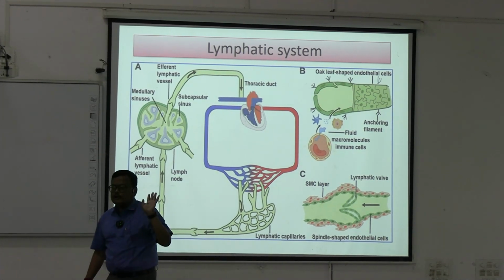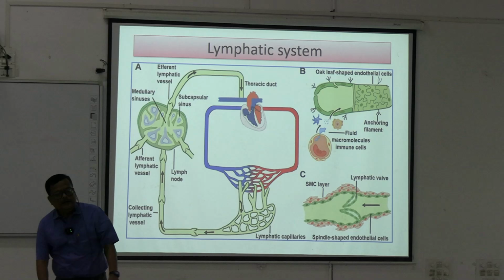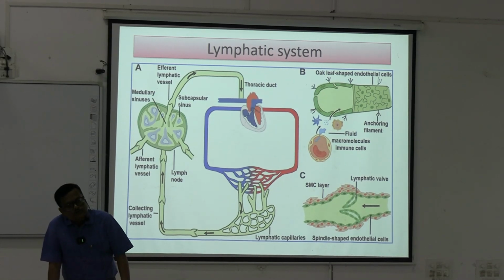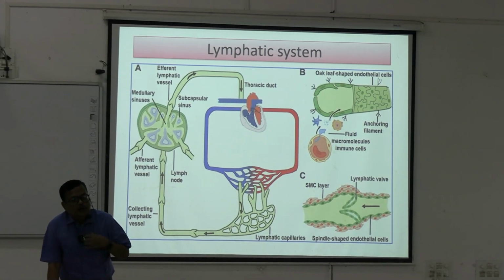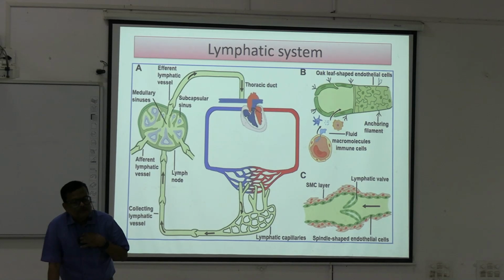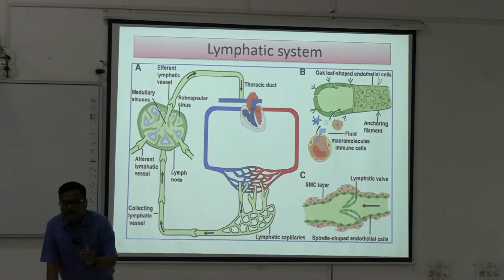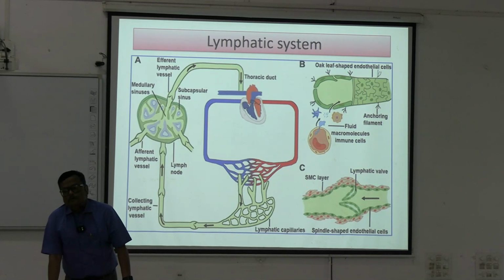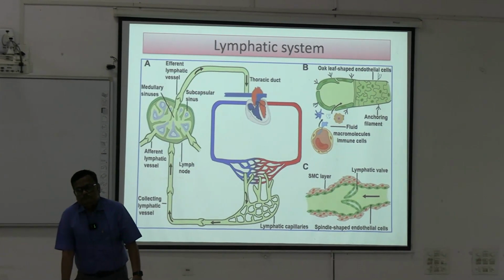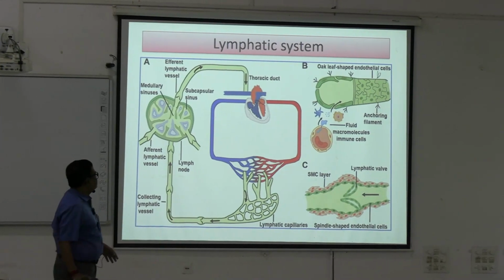So the ultimate end of the lymphatic is also the vein, the larger vein close to the heart. Its only function is to carry some products that are not transportable by the venous system.